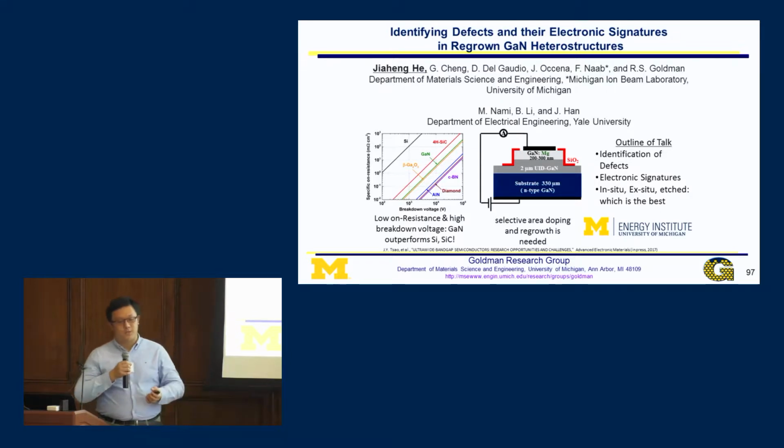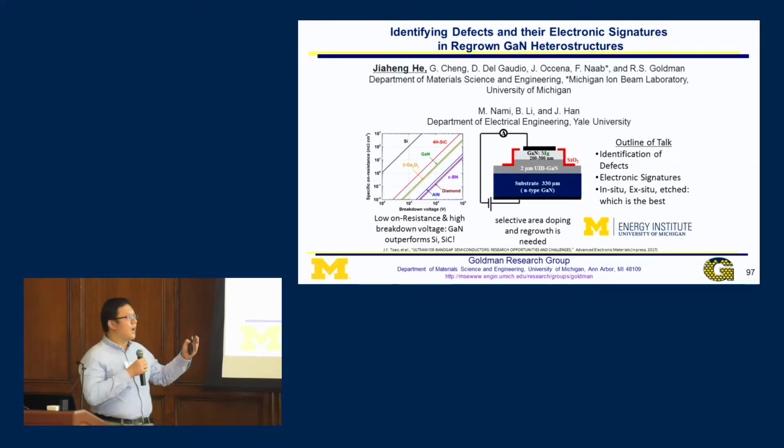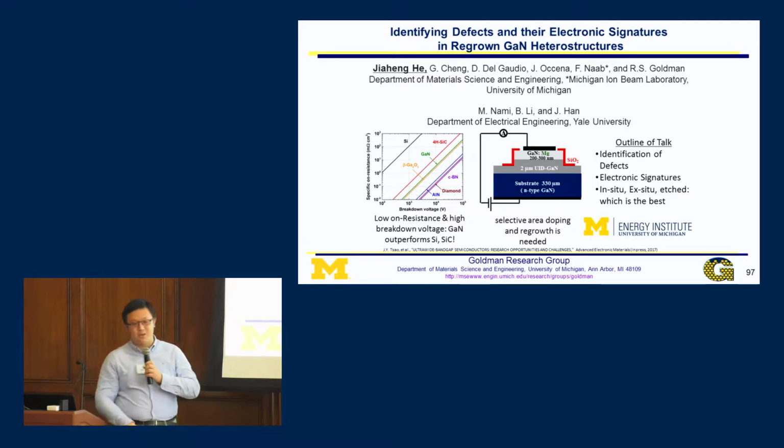Gallium nitride is a type of semiconductor that can be used in power electronics, and it's really effective with the low on resistance and high breakdown voltage. It's going to be really helpful in our daily life. So I have some examples over here.